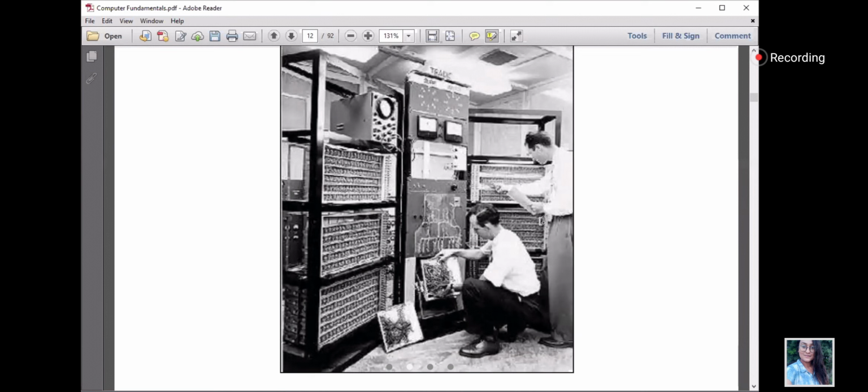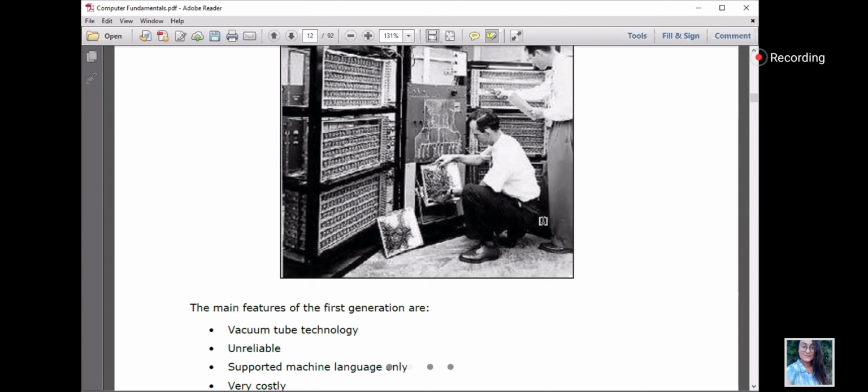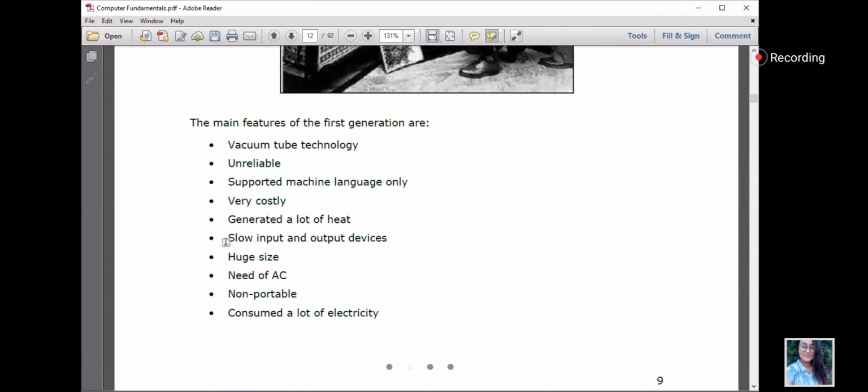Okay, so see, the first generation computer actually looked something like that. In our generation, a computer is a small device. My computer is, I think, 16.5 inch in length. But these computers are something very huge. Now data centers look like this nowadays. Then it was very slow, and it generated a lot of heat, and it supported machine language only.